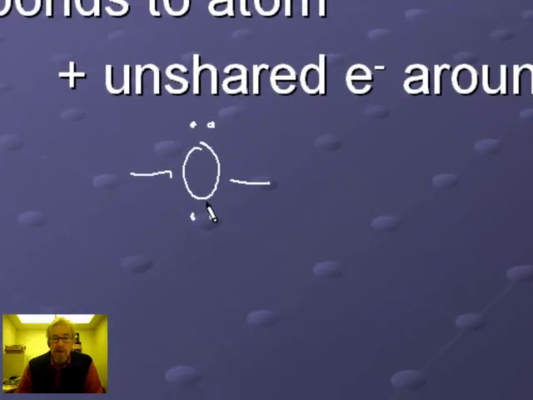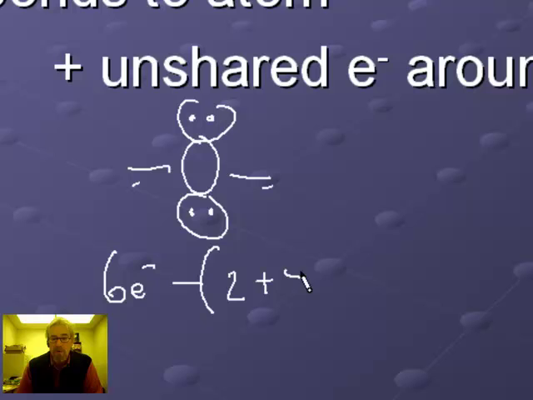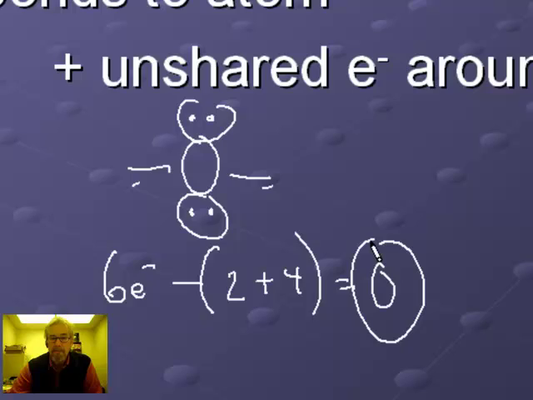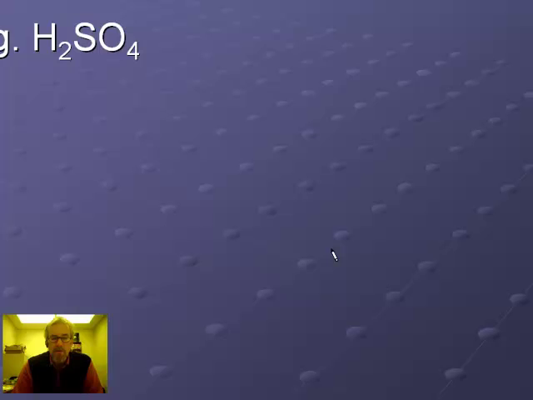Here's how we would find the formal charge on this species. 6 electrons to start with, because that's the number of valence electrons in the unbonded atom, minus the number of bonds that are made to the atom. Well, that's 2, 1 there, 1 there, minus the number of unshared electrons. Well, we have 2 there and we have 2 there, so 4. So this is 6 minus 6, so this has a formal charge of 0. This allows us to choose between 2 valid Lewis structures to find out which one is the more accurate of the 2. The sum of all the formal charges will be equal to the charge on the species.